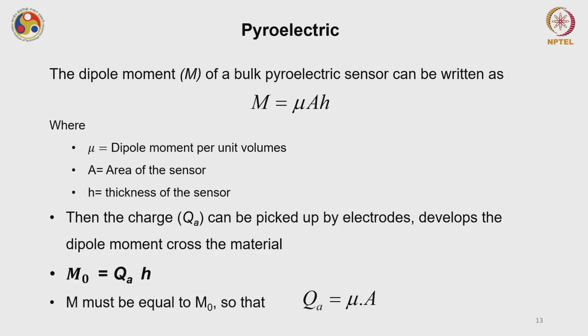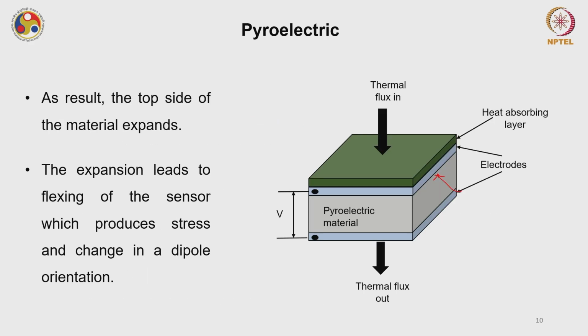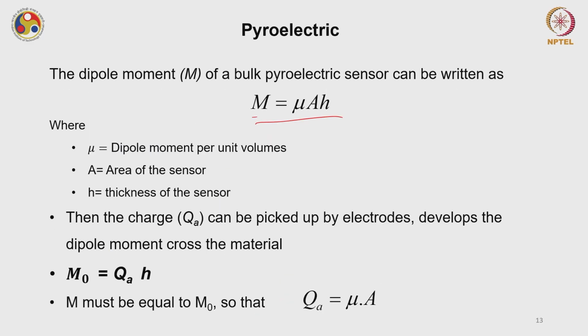If M is the dipole moment of a bulk pyroelectric sensor, it can be given as M = mu times A times H, where mu is the dipole moment per unit volume of this material, A is the cross sectional area, and H is the thickness of the sensor. So, this is my dipole moment. A charge Q can be picked up by these electrodes which develops a dipole moment. I am talking about this particular figure. So, I have this dipole moment in the form of mu times A times H.